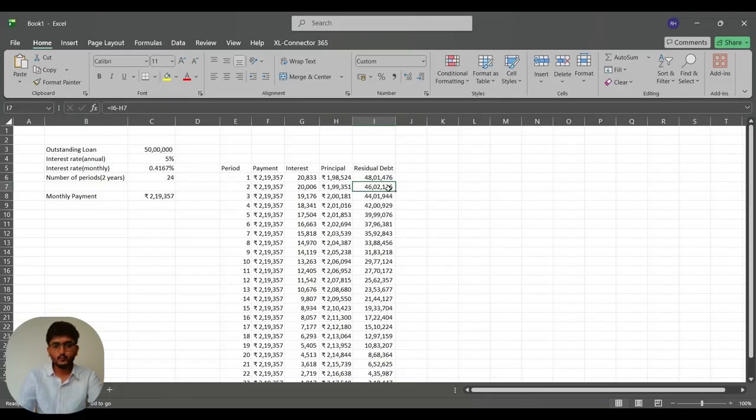So we have calculated the first month and the second month. The third month continues the same way.